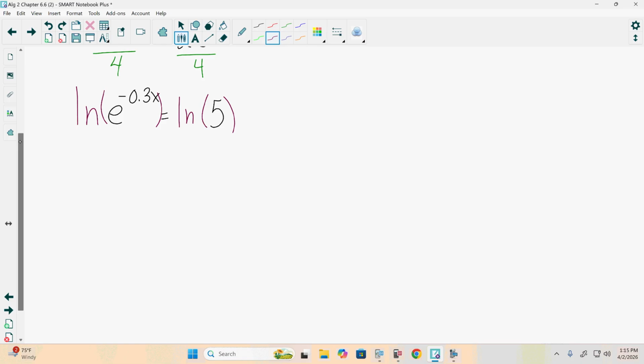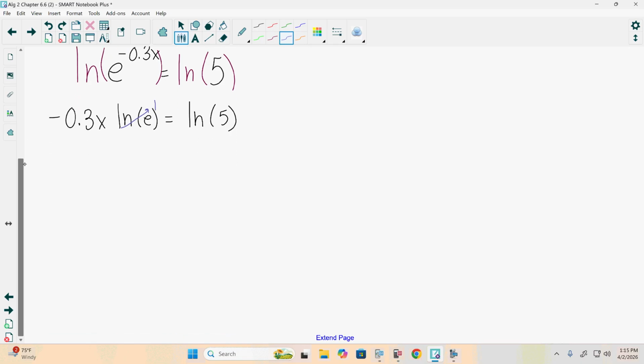And just like with our logarithms, the exponent will move to the front, telling us that negative 0.3x times the natural log of e equals the natural log of 5. So what is the natural log of e? 1. That is one way I remember the fact that it is indeed 1. So it's telling us that negative 0.3x is equal to the natural log of 5.